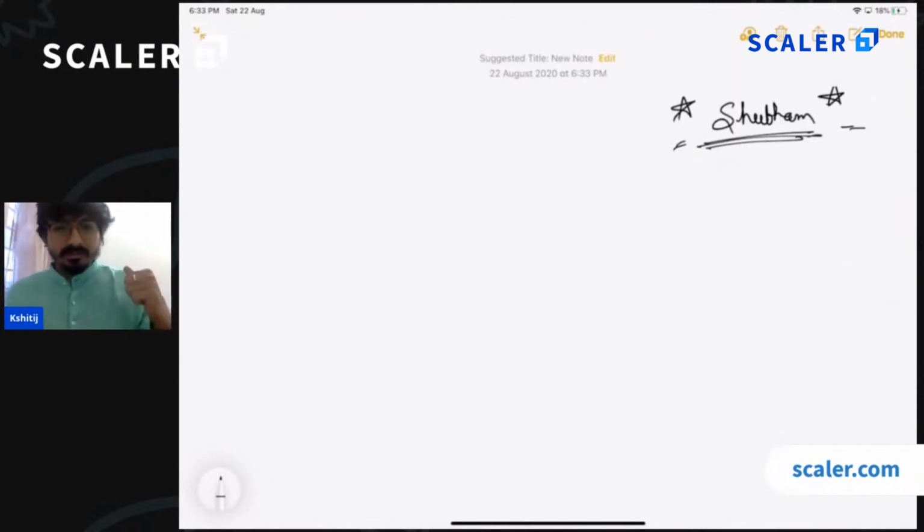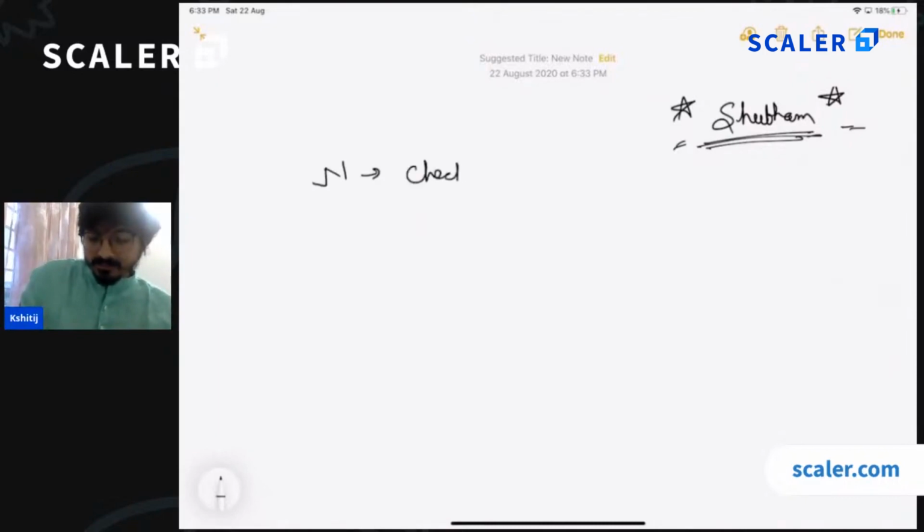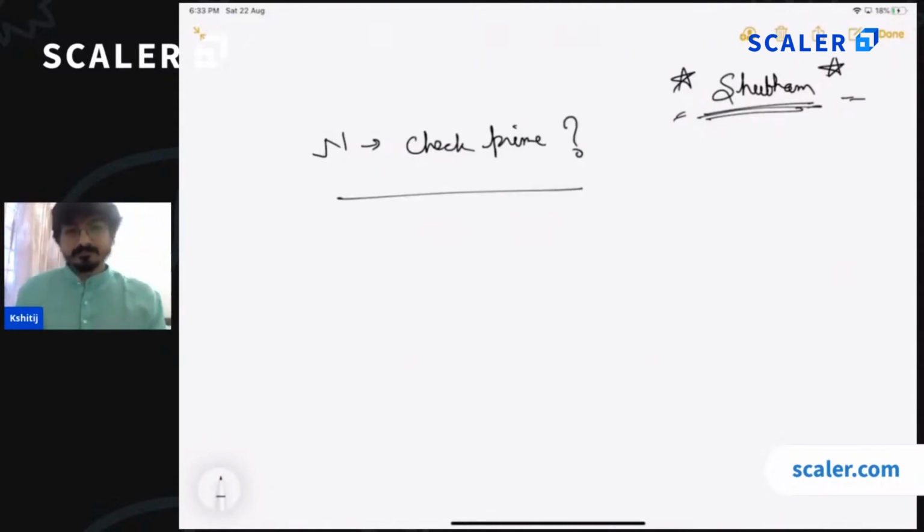Cool. So in the last class, Pragya taught you how to check whether a number is prime or not. Is everyone clear with that? If given a number n, can you all check whether the number is prime or not? Yes. Okay. Cool. Now, once you know whether a number is prime or not, let's try to modify the problem a bit.